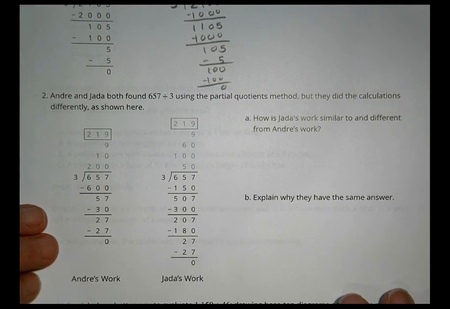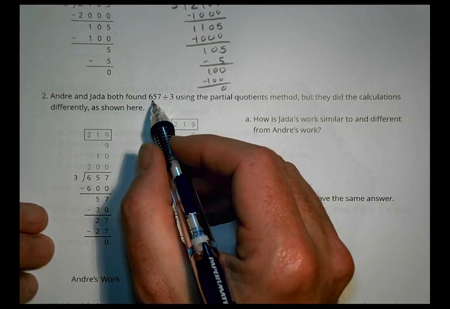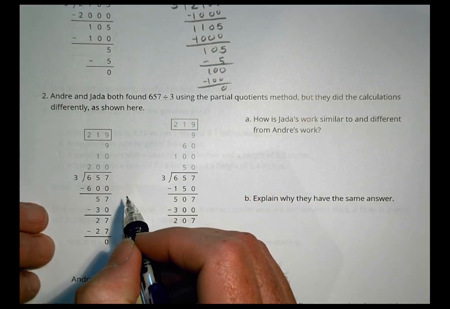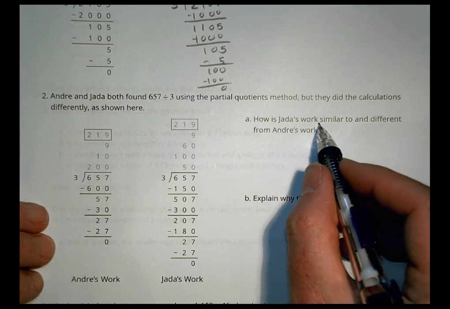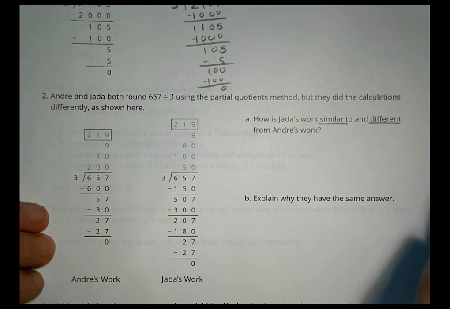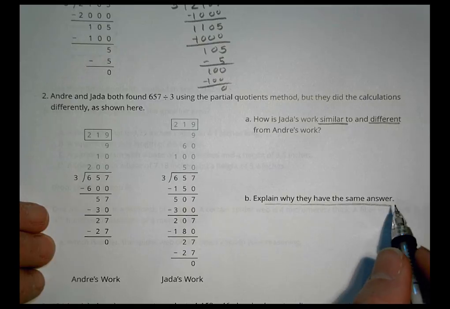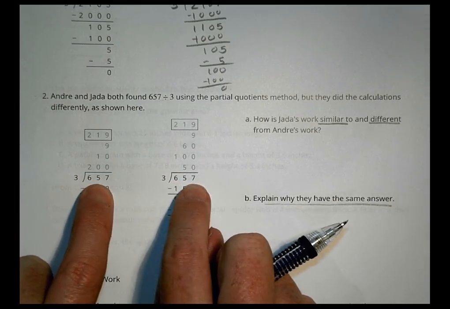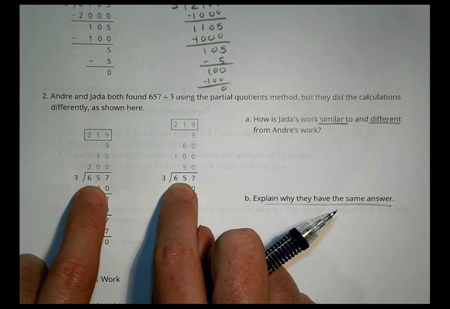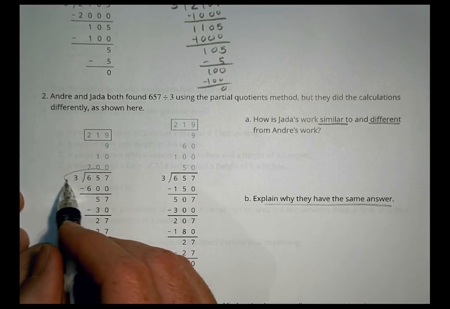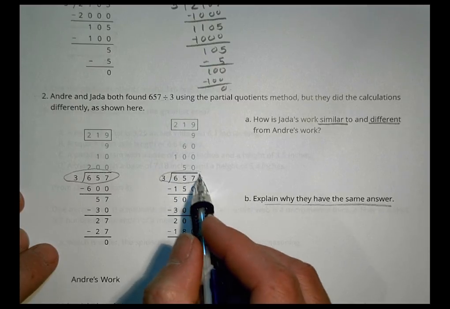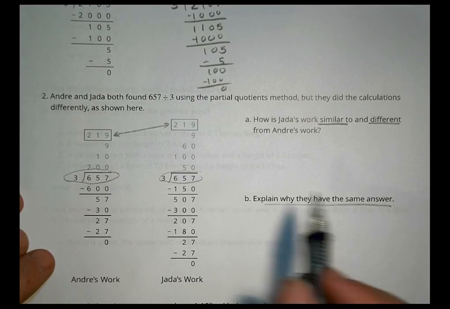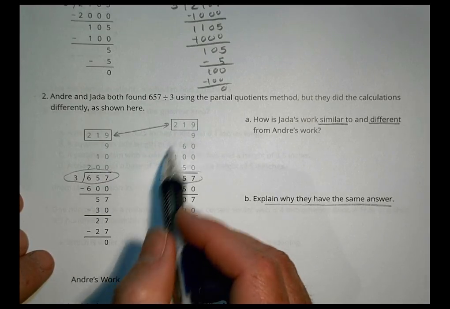Number 2. Andre and Jada both found 657 divided by 3 using the partial quotients method, but they did the calculations differently as shown here. How is Jada's work similar to and different from Andre's, and explain why they have the same answer. So let's take a look at some of the differences here. We know that the quotients are exactly the same, so nothing has changed here. This is the same. This is the same. We also see that their solutions are the same as well. What's different is the way that they went about getting these numbers here.